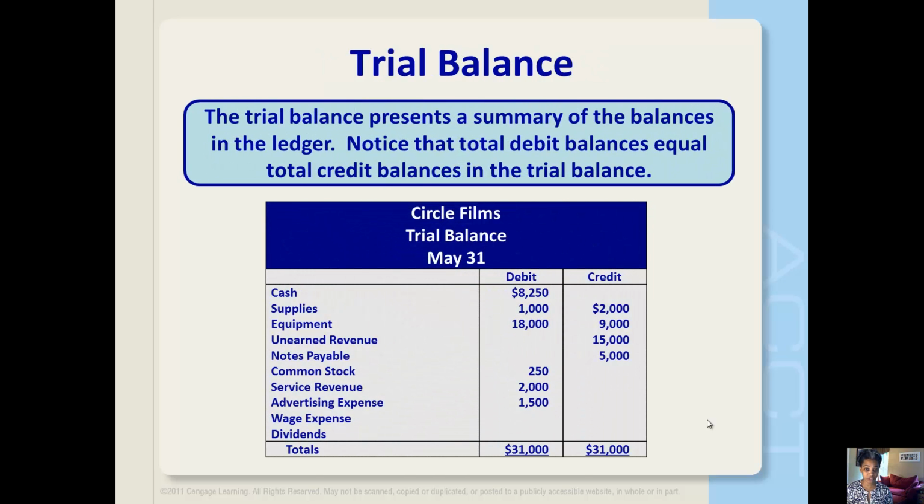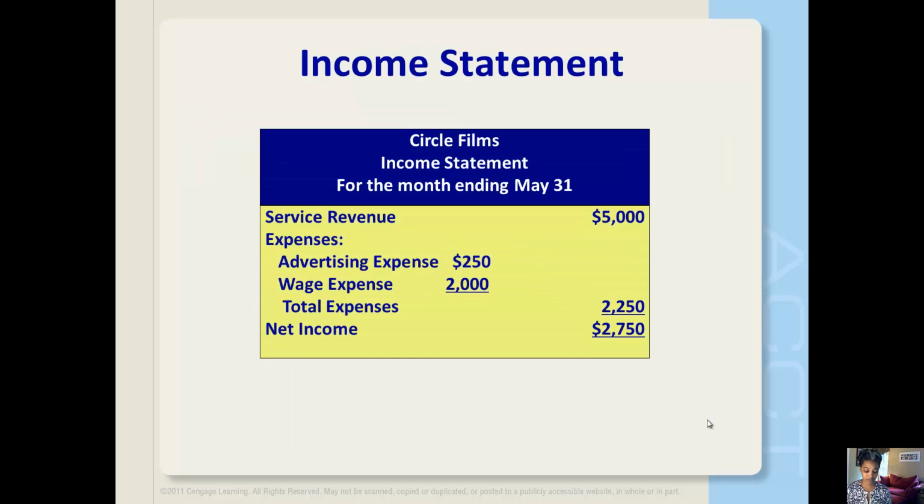Now let's take a look at the trial balance. So this trial balance presents a summary of the balances in the ledger based on those transactions. Notice that the total debit balances equal the total credit balances in the trial balance. So we don't need to make any corrections.